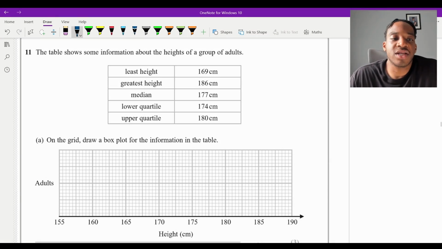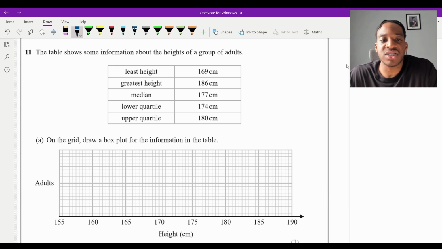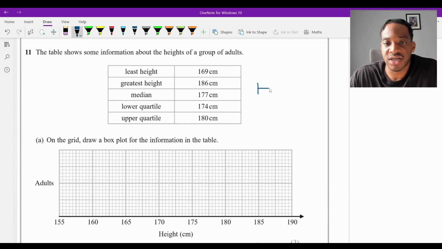Okay, so question 11 says the table shows information about the heights of a group of adults. The least height is 169, the greatest height is 186, median is 177, lower quartile is 174, and the upper quartile is 180. On the grid, we need to draw a box plot for the information in the table. Okay, so this isn't too bad. Remember, box plots are just going to look something like this, aren't they?